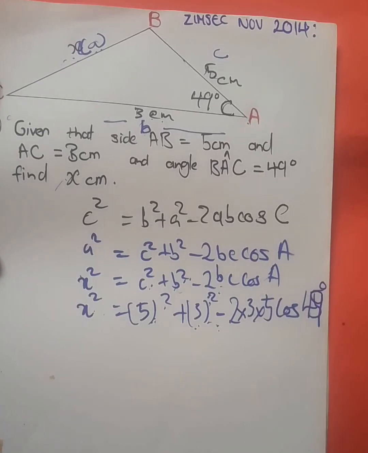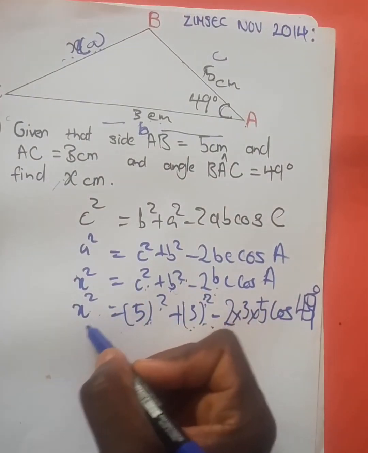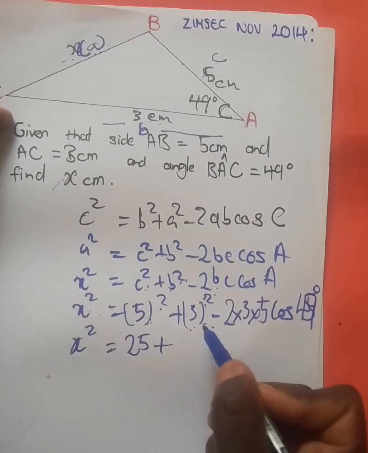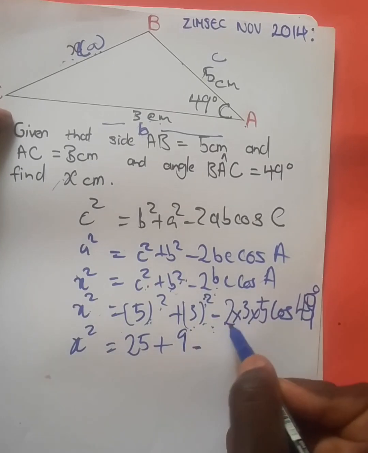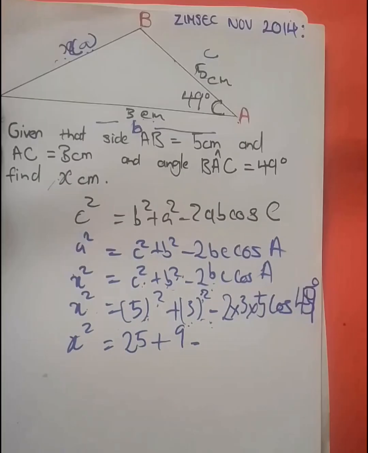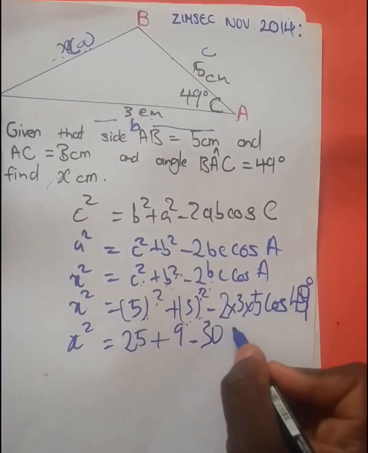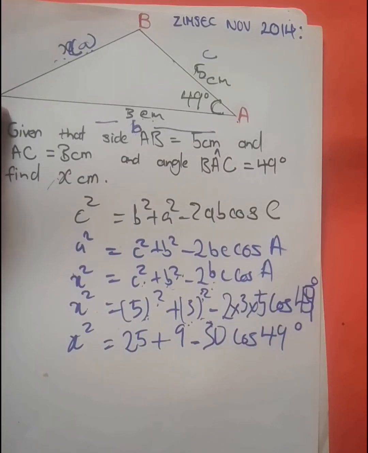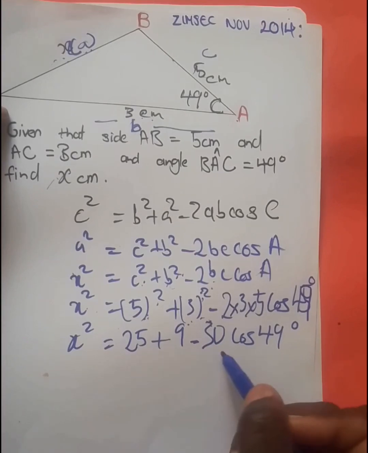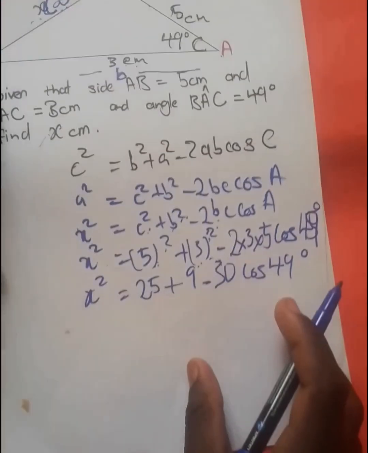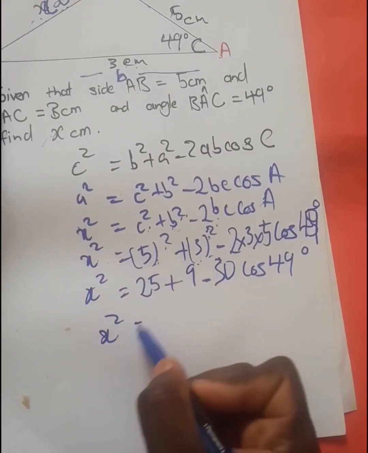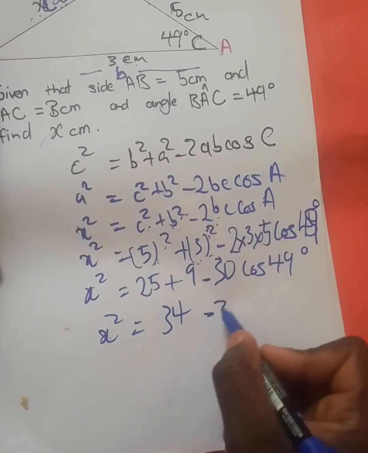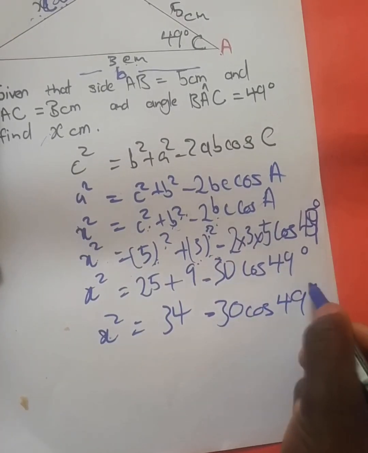So now let's simplify. Doing simplification, we are now at this point where we say x squared is equal to 5 squared, which is 25, plus 3 squared, which is 9, minus 2 times 3 is 6, 6 times 5 is 30, right? Cos 49 degrees. Okay, so people make a common mistake. Never say 9 minus 30. This is 30 cos 49 degrees, right? So therefore, let's do some further simplification. x squared is equal to 25 plus 9, which is equal to 34, minus 30 cos 49 degrees, right?